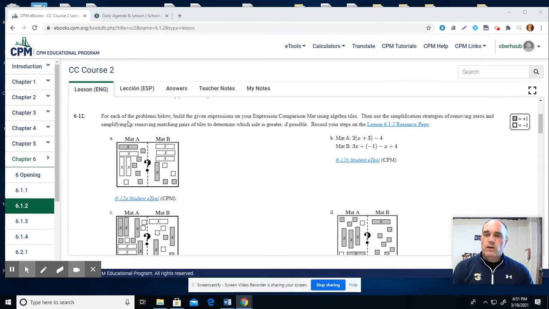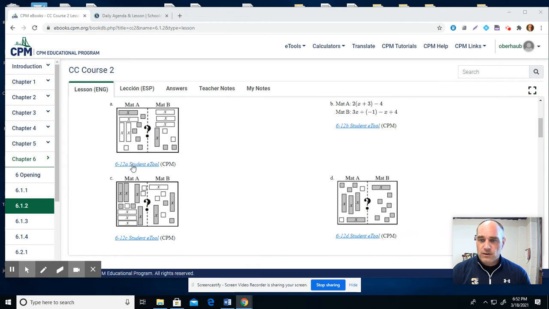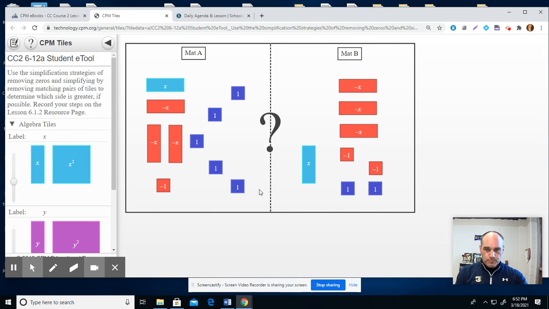All right, 6.12. For each of the problems below, build the given expression on your expression comparison mat using algebra tiles. Then use the simplification strategies of removing zeros and simplifying by removing matching pairs of tiles to determine which side is greater, if possible. Since you're doing this at home, you're going to use this E tool. So we're going to go ahead and click on the E tool, and I need to simplify these mats.